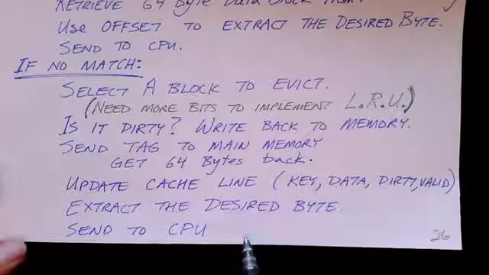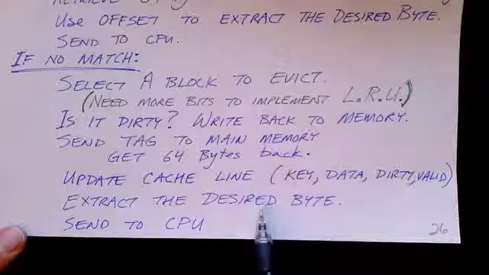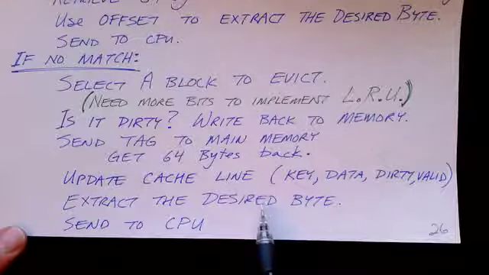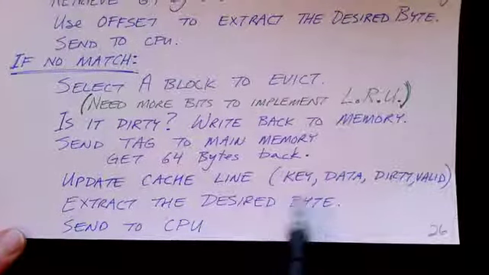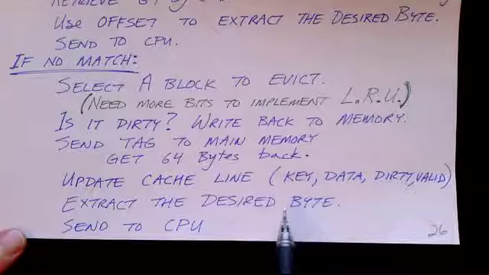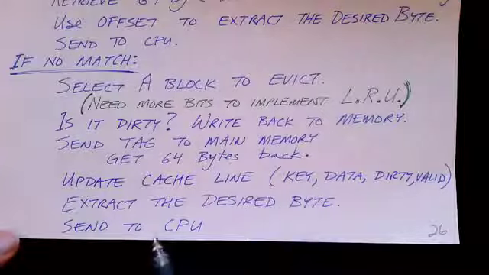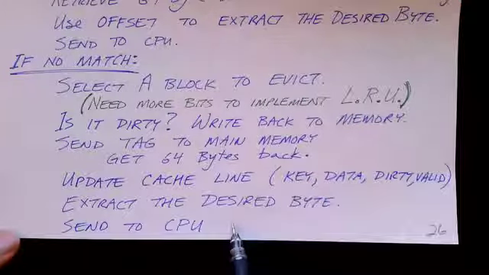At the same time, the cache hardware will extract the byte that the CPU wants back. So it will use the offset from the address to extract the byte of interest, and it will then send that byte on back to the CPU.